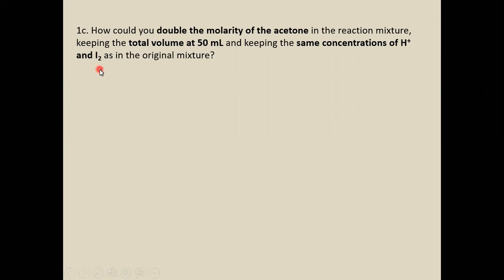So we have to ask ourselves where these components are coming from, right? We know that the acetone is coming from that 4 molar stock solution we had. The iodine is also coming from the stock solution. Where is the H plus coming from? That is coming from the HCl. Some people are tempted to assign some H plus value to the water that's present in the solution, but that water is just there to maintain a total volume of 50 milliliters. It's not actually taking part in the reaction.